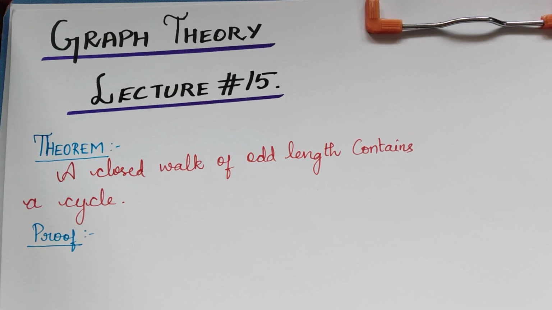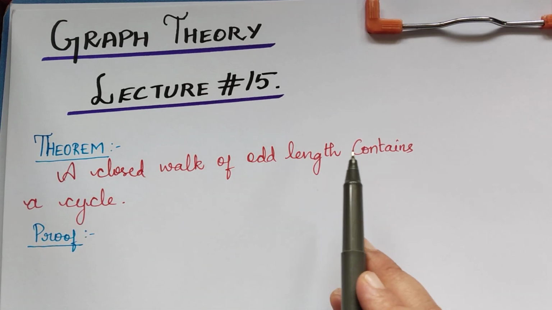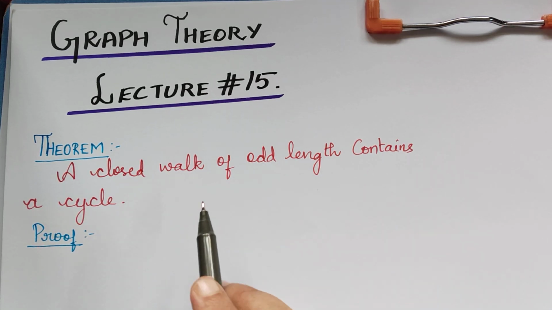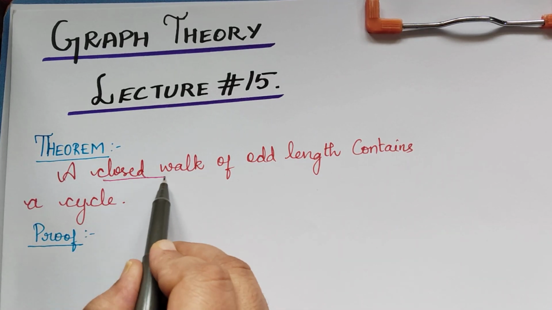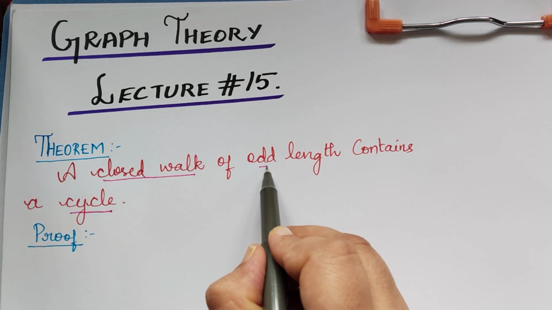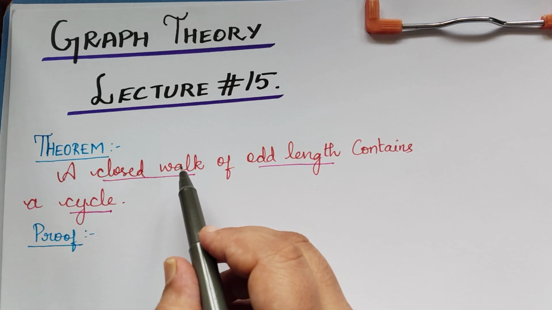Dear students, under the lecture series on graph theory, here we have lecture 15. The theorem says that a closed walk of odd length contains a cycle. Now, in order to prove this theorem, first of all, you should know what is a closed walk, what is a cycle, and what is a closed walk of odd length. So, let us break these definitions now.